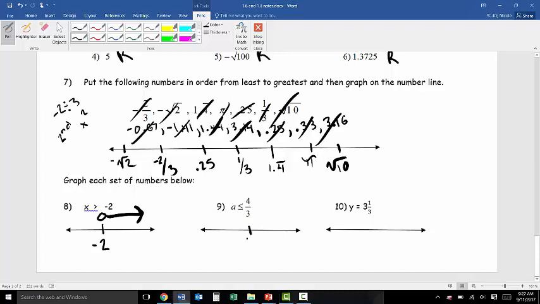Number 9, you're going to write 4/3. So I want values that are less than or equal to that, so you're going to put a solid dot to symbolize could be equal to, and then you're going to draw an arrow pointing to the less than direction. And finally, number 10, if you have y equals something, this one's really easy. You just write the number and then you draw a solid dot on that spot.